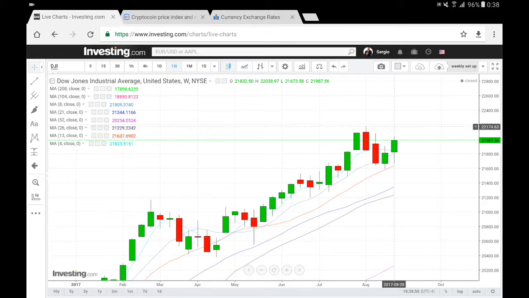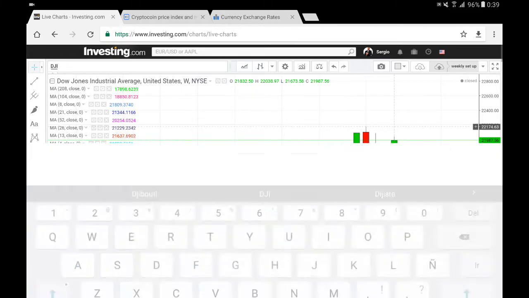Let's see what the market's gonna do this week, but for now, the sentiment, I'm expecting more moves towards the upside. Okay, next, let's move on.